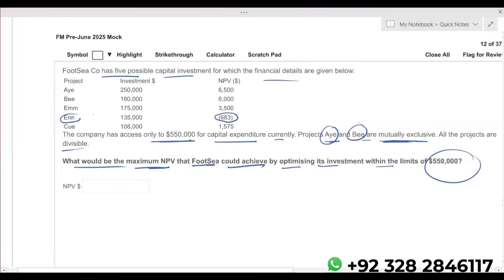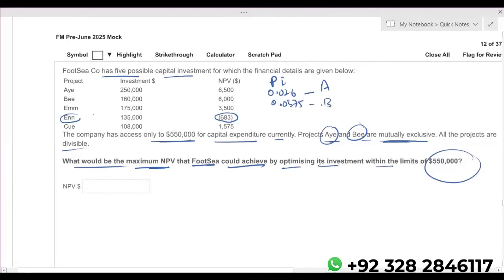Now simply let's calculate the profitability index. Simply NPV divided by investment. 6,500 divided by 2,50,000. I'm getting 0.026 for A. 6,000 divided by 1,60,000. For B, I'm getting 0.0375. So student, which one will you go with?